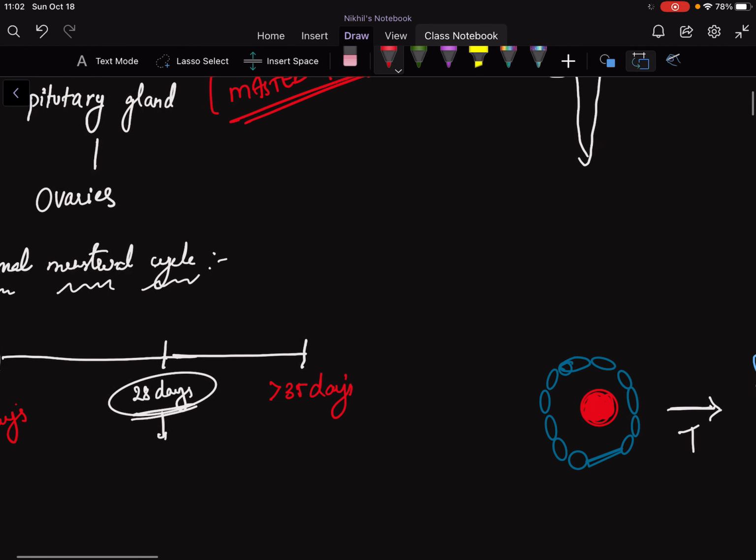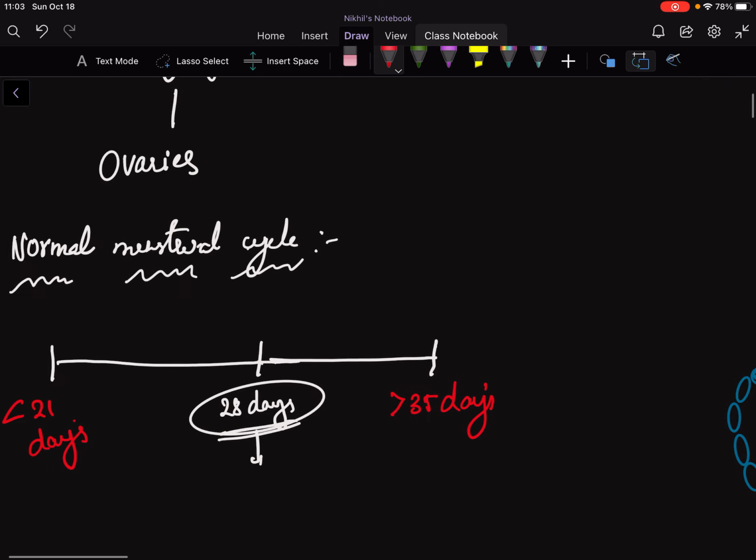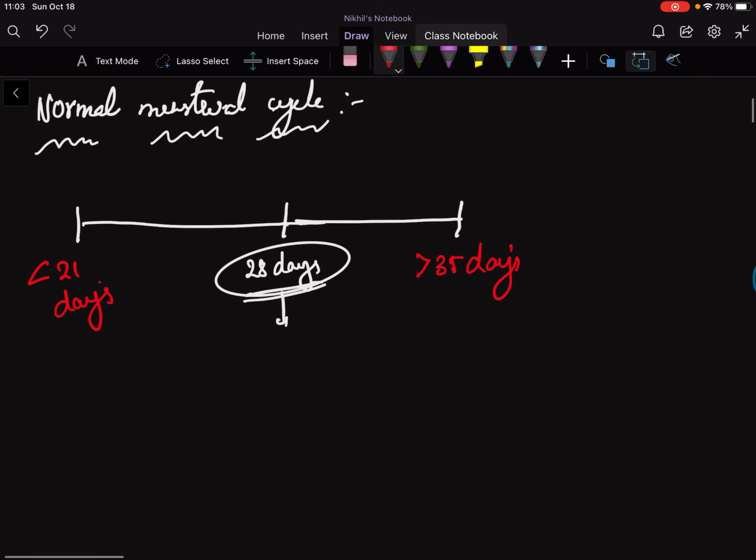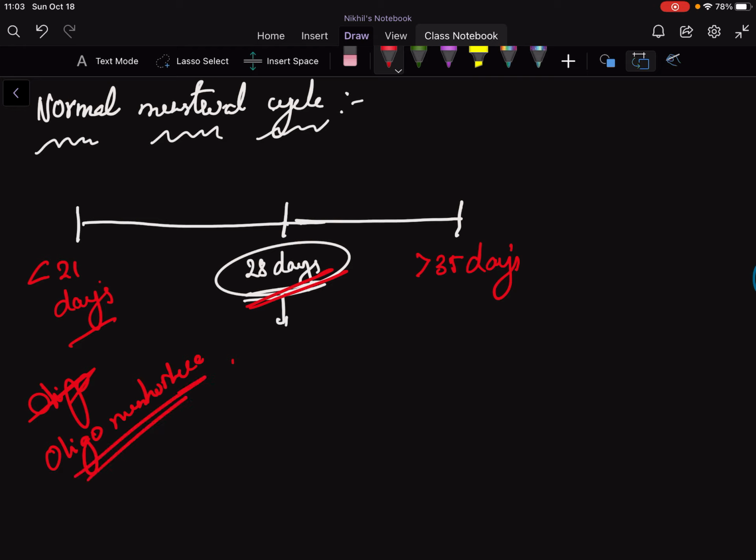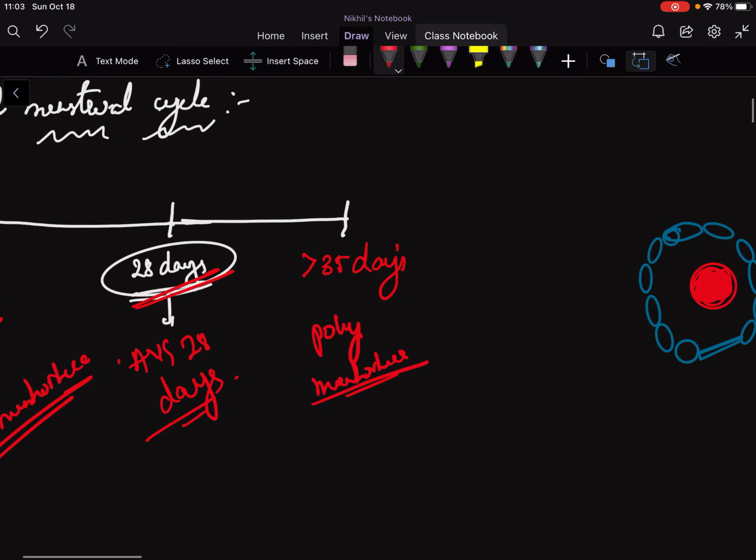Okay, here. So before going to the cycle, what is considered a normal menstrual cycle? A normal menstrual cycle is considered 28 days. If it is less than 21 days, it is called oligomenorrhea. And if it is greater than 35 days, it is called polymenorrhea. Okay, so the average is nearly 28 days. You should remember this one since many pathologies are related to this one.